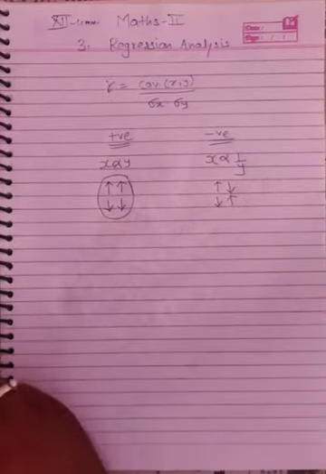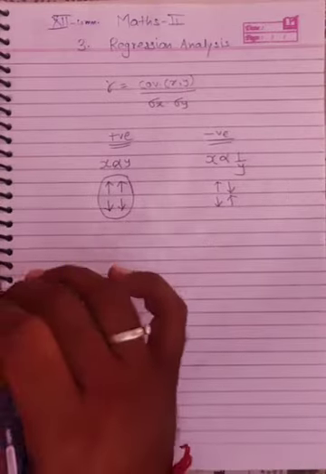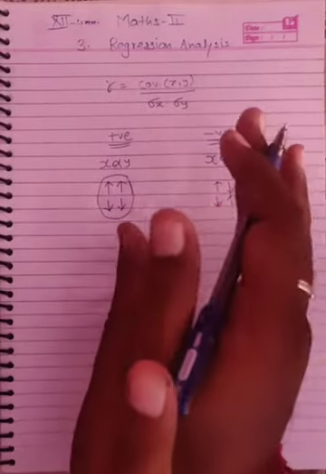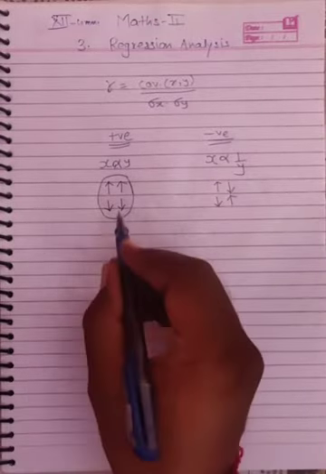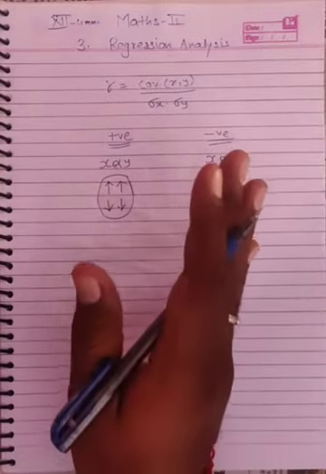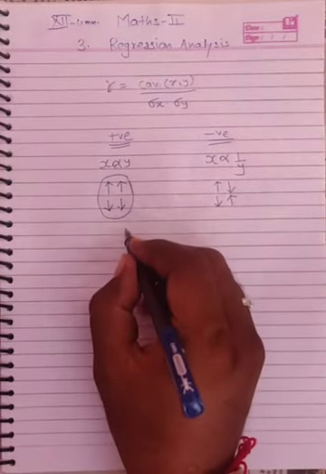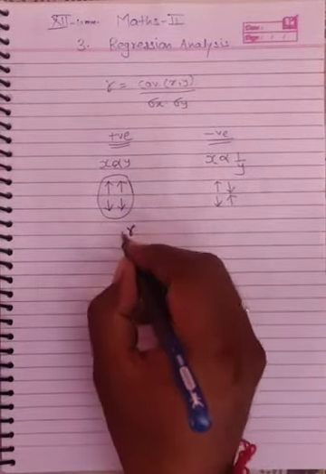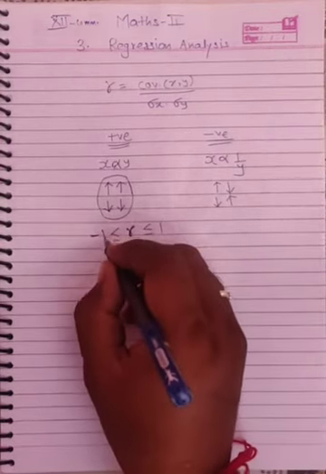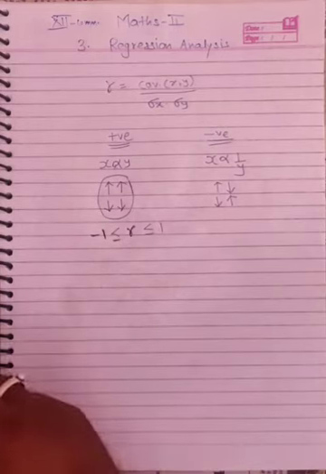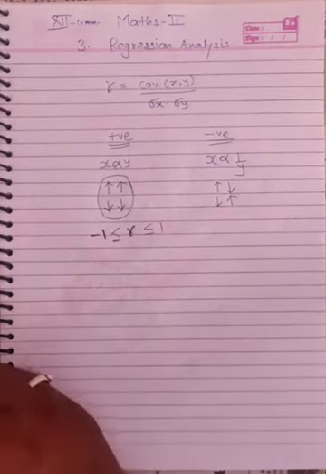So correlation coefficient denotes the association between two variables. It gives the relation between two variables. It cannot determine the value of one variable for the given value of the other variable. Also, we know the range of r is between -1 to +1. This is the range of correlation coefficient.